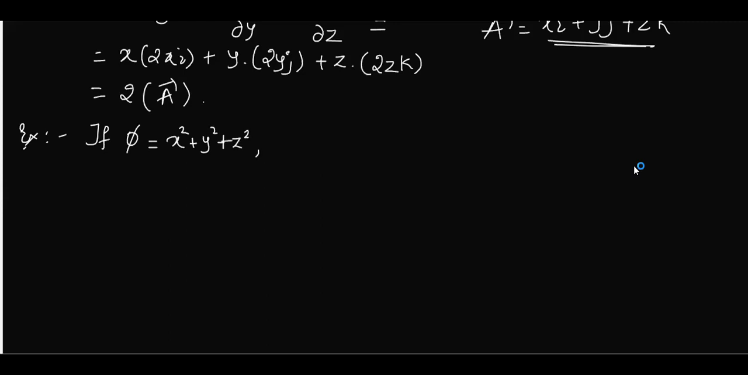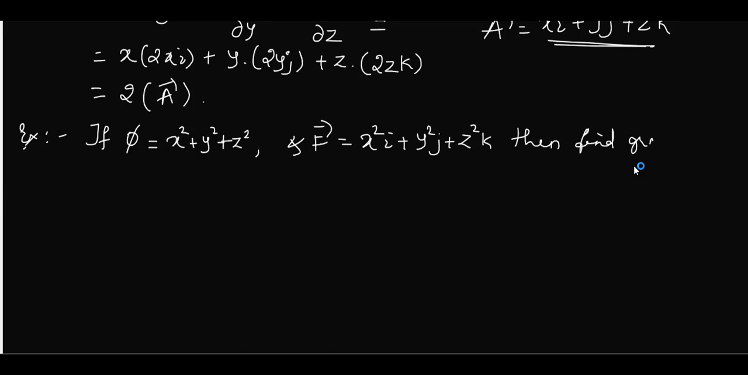If phi equals x square plus y square plus z square, and f bar is nothing but x square i plus y square j plus z square k, then find... I think this is the same as A. This is from one of the question papers. Because what A we have taken, the same thing is given as F, and in the question they have asked the divergence only. Okay, better you take it as homework then, because phi is different here. Then find gradient of phi, divergence of F, and curl of F.